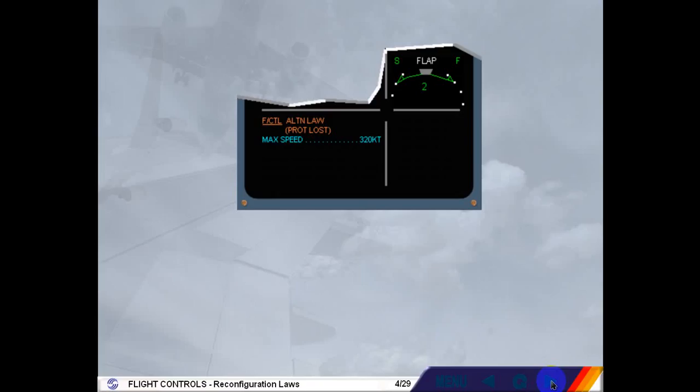Degradation to alternate law is indicated by the ECAM caution, Flight Control Alternate Law, Protection Lost. You will see this caution in detail in the Abnormal Operation module. Under alternate law, most protections are lost. Some are replaced by stabilities. We will continue by studying the loss of protections.